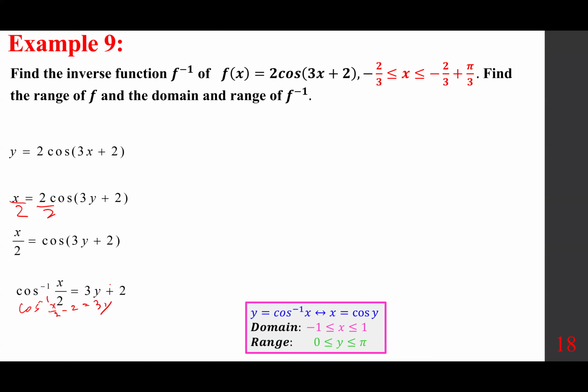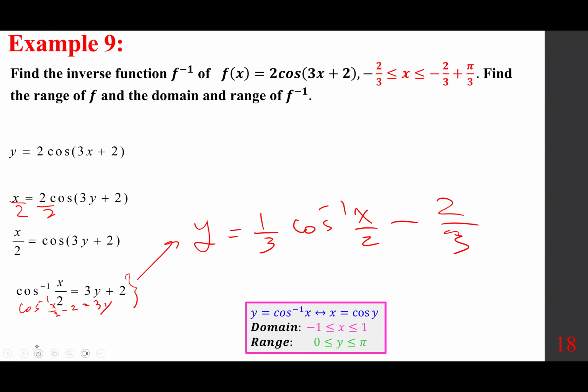And y is 1/3. Let me just write it here. Y, we're going to divide by 3, is 1/3 of cosine inverse of x over 2 minus 2/3. So you're dividing this one by 3, and you're dividing this one by 3. That's the answer. We call it f inverse. So y, or f inverse of x, is 1/3 cosine inverse of x over 2 minus 2/3. I hope everybody's fine with that.